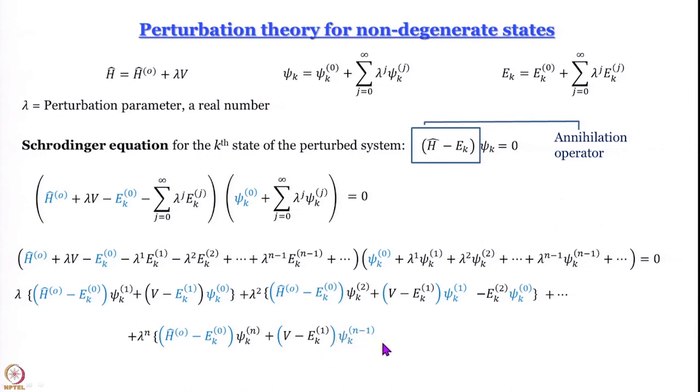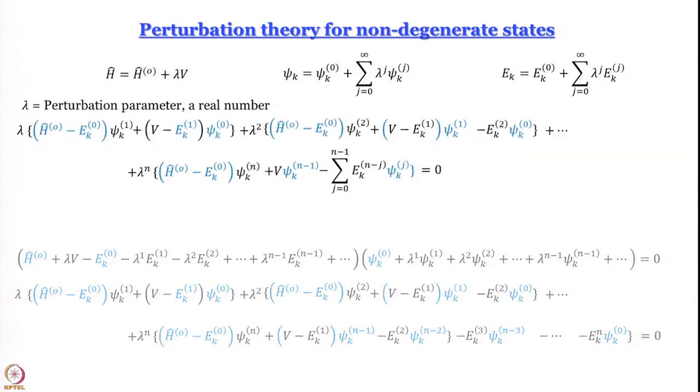What will the third term be? Now it will be minus E k second psi k n minus 2th, and so on and so forth. This is the general expression for the coefficient of lambda to the power n, okay. So, what we will do is we will clean up this projection a little bit. We will take this expression and we are going to substitute up here, okay. Well, let us not forget to complete it. Equate it to 0 and this is what it is.